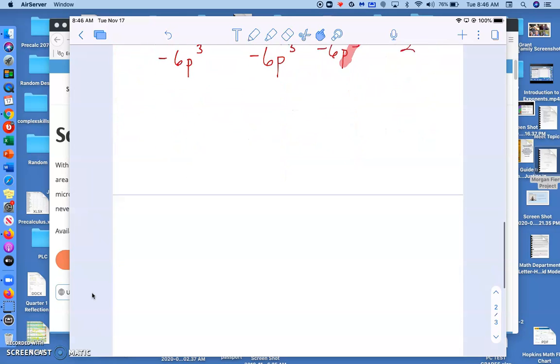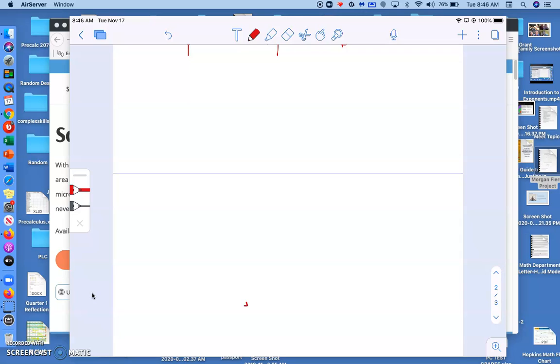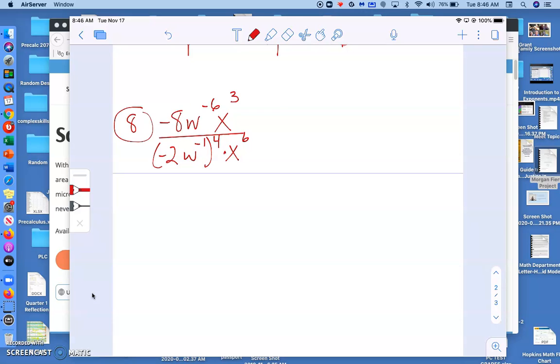And the last two we're going to look at get a little bit more complicated. So let's say we have -8w to the -6x to the 3rd divided by -2w to the -1 to the 4th power times x to the 6th. So again, first thing I always do is get rid of those parentheses. So the top is good, so I can leave that as -8w to the -6, x to the 3rd.